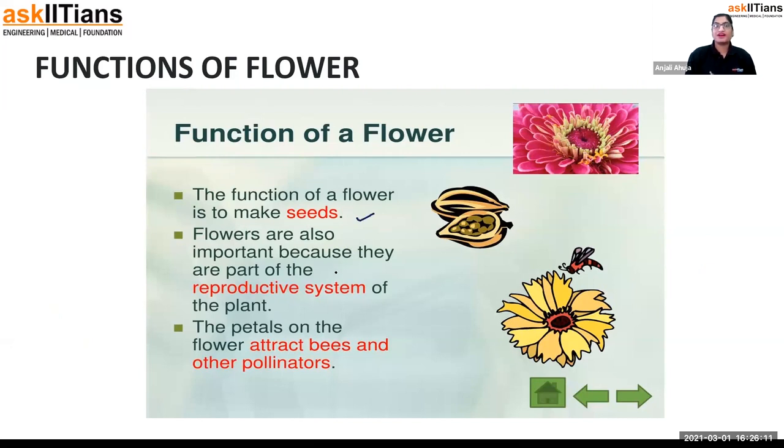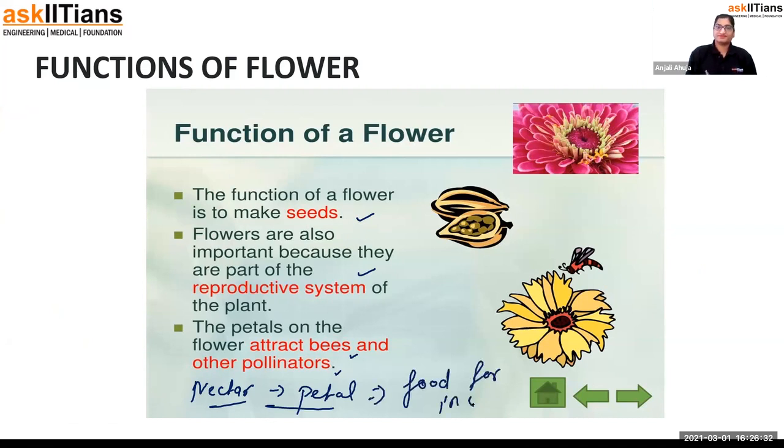They are the most important part because they are the reproductive system. The petals on the flower attract bees and other pollinators. And the flower has nectar. Nectar is a tasty chemical for the insect. This is present in the petal. And yeah, this is food for honeybees, for insects.